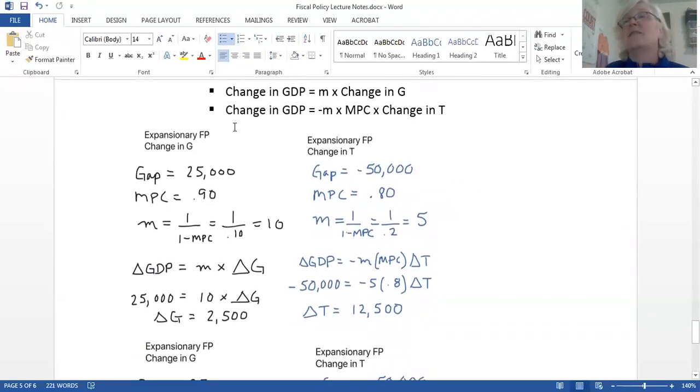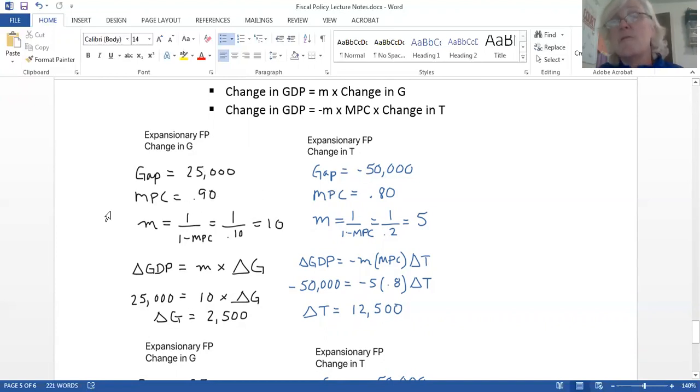Consider on the left-hand side, we need to expand the economy. So we want to figure out what is the change in G that we would need to expand the economy by 25,000. We figured out, oh my gosh, we're almost there. We're 25,000 short. We need to increase our economy by 25,000. That's why this is a positive. Okay, notice over here it's negative because we're going to contract.